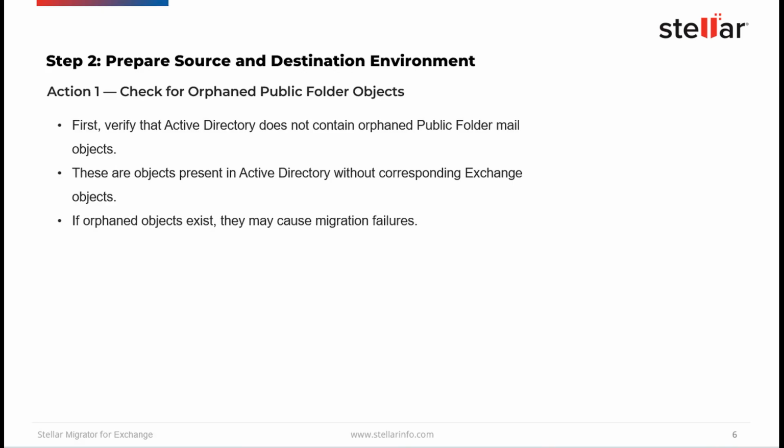This step is extremely important because it helps prevent migration errors. First, verify that Active Directory does not contain orphaned public folder mail objects. These are objects present in Active Directory without corresponding Exchange objects. If orphaned objects exist, they may cause migration failures.